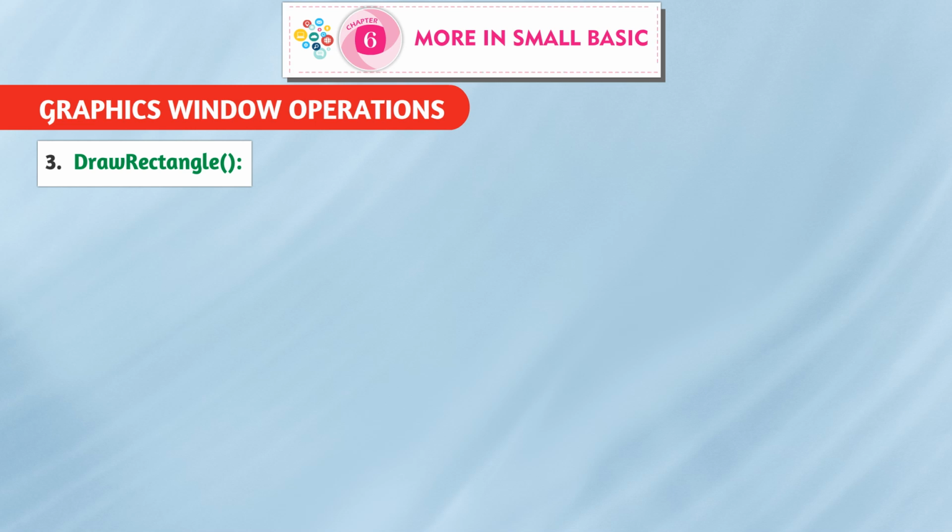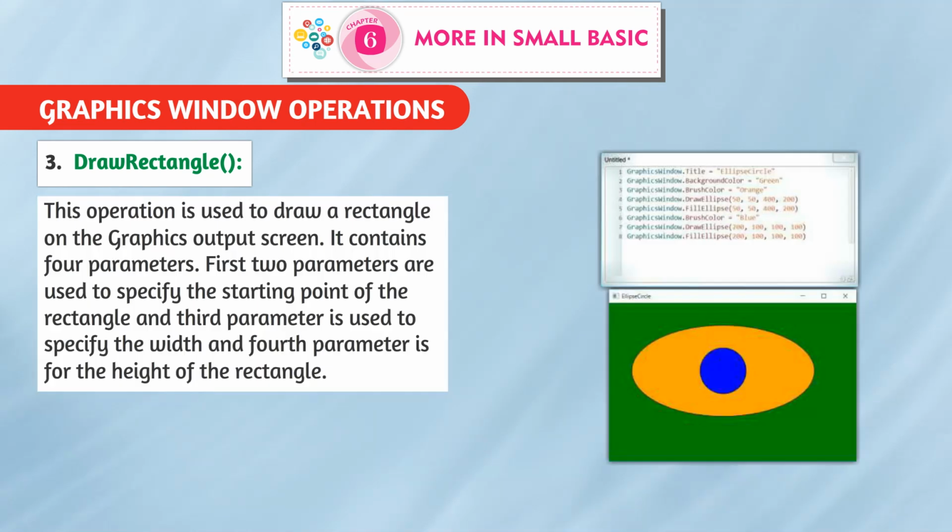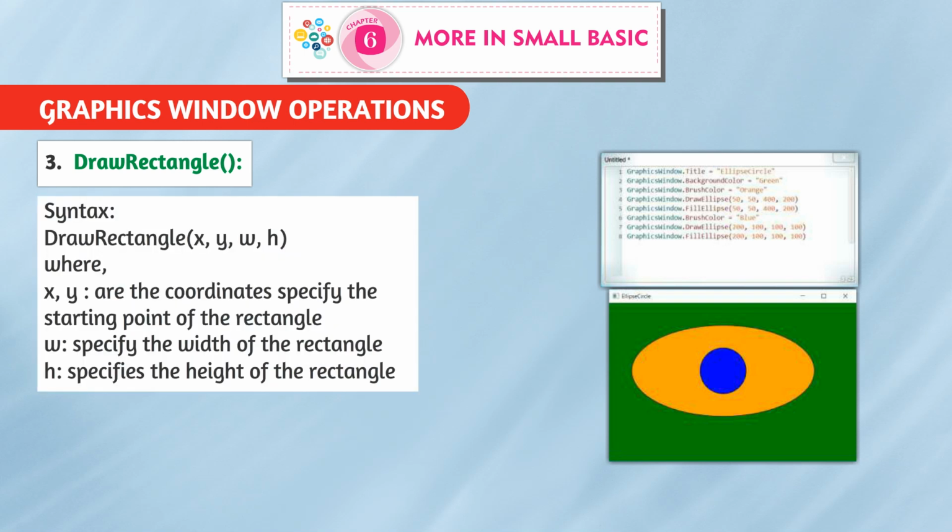3. Draw rectangle. This operation is used to draw a rectangle on the graphics output screen. It contains 4 parameters. The first 2 parameters are used to specify the starting point of the rectangle, the third parameter is used to specify the width, and the fourth parameter the height of the rectangle. Syntax: DrawRectangle(x, y, w, h), where x, y are the coordinates that specify the starting point of the rectangle, w specifies the width of the rectangle, and h specifies the height of the rectangle.